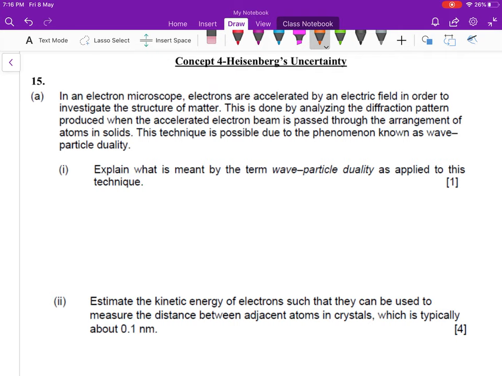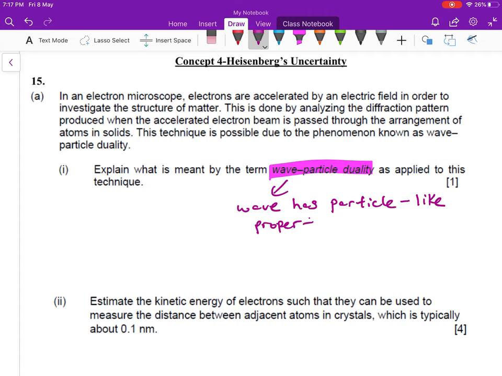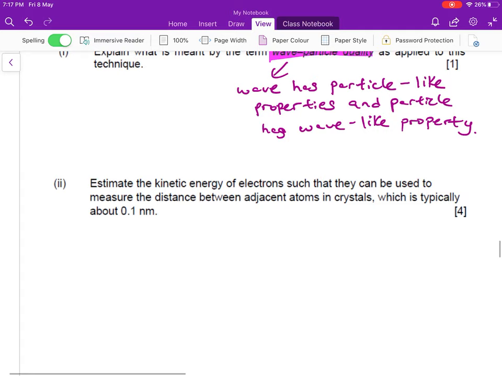So question 15, finally we come to the Heisenberg uncertainty, our last concept. In an electron microscope, electrons are accelerated through an electric field in order to investigate the structure of matter. This is done by analyzing the diffraction pattern produced when the accelerated electron beam is passed through the arrangement of atoms in a solid. This technique is due to the phenomenon known as wave-particle duality. What is meant by wave-particle duality? Wave has particle-like properties and particle has wave-like properties.